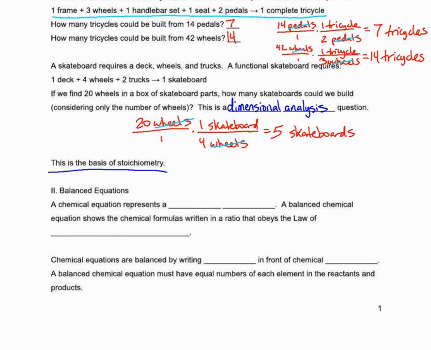We just came out of the balancing equations chemical reactions unit, but there's a quick review on balancing equations. Remember, a chemical equation represents a chemical reaction. And the purpose of the equation is to make sure that what's happening in the reaction in the real world is reflected on paper. A balanced chemical equation shows the chemical formulas, and they're written in a ratio that obeys the law of conservation of mass.